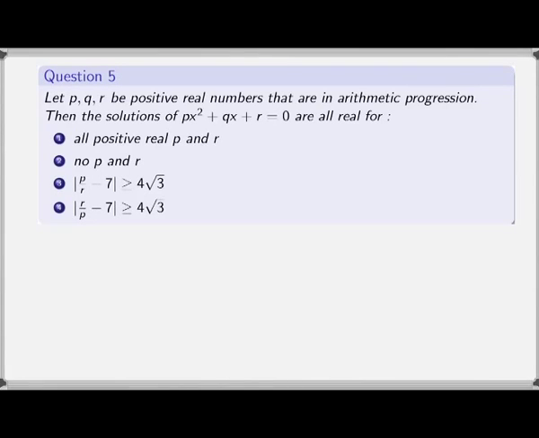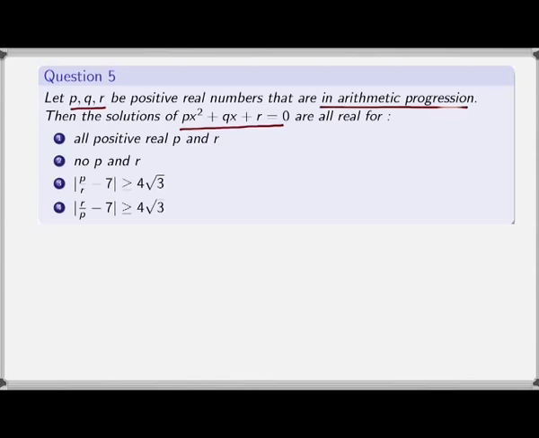This is our fifth question. In this question we are given three positive real numbers p, q and r, which are in an arithmetic progression. Also we have this quadratic equation px square plus qx plus r is equal to 0. We have to find out the conditions on p and r for this quadratic equation to have all real solutions.